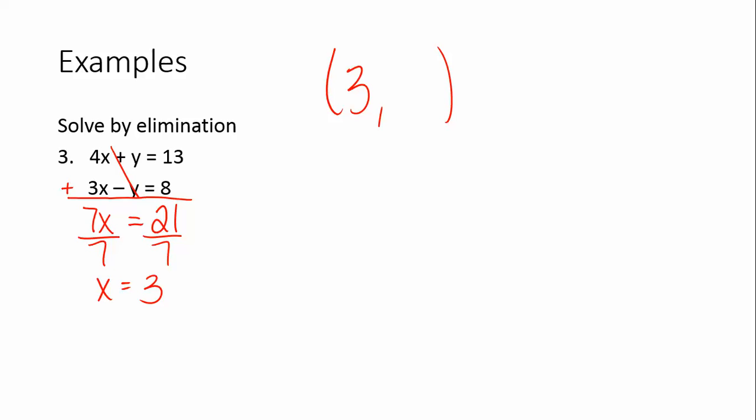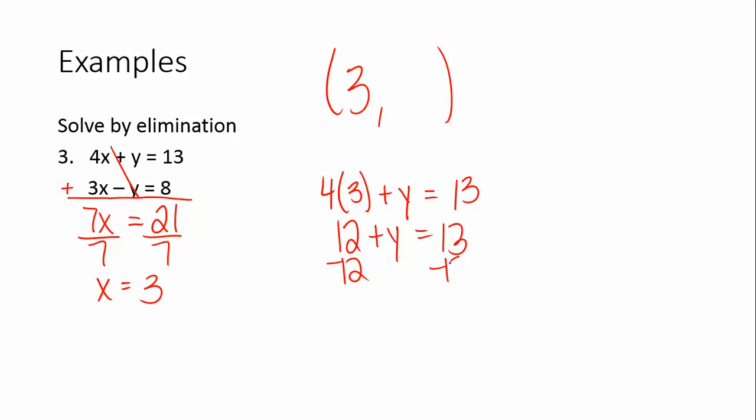Now, y won't always be the variable that eliminates, but it's what has eliminated thus far in the examples. So now we're going to plug that 3 back into the first equation. And notice I'm plugging it in for x because that's what it equals. Don't plug it in for y. Y is what we're trying to find. So 12 plus y equals 13. Subtract 12 from both sides, and we get y equals 1.